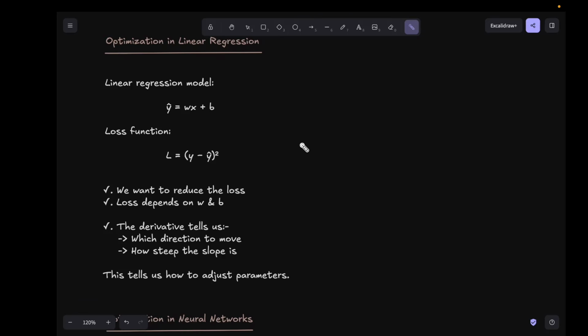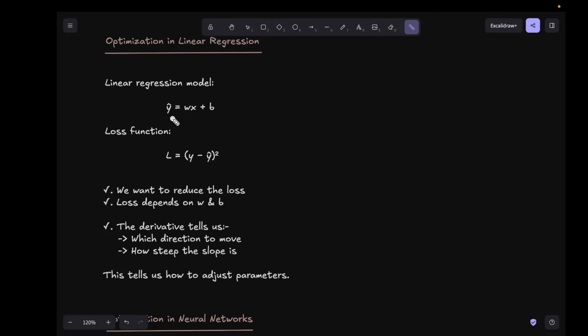So how is optimization used in linear regression? Let's connect theory to practice. The linear regression model is y cap equals wx plus b, which we studied in the linear algebra session, where y cap is the predicted output, which the model wants to predict.